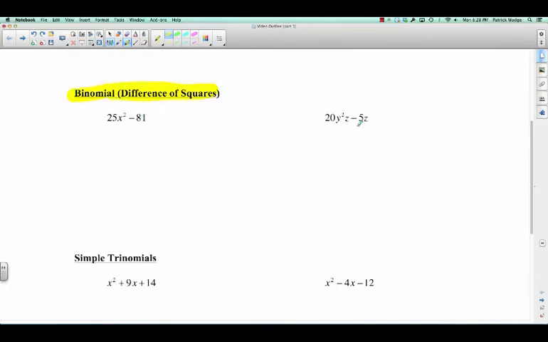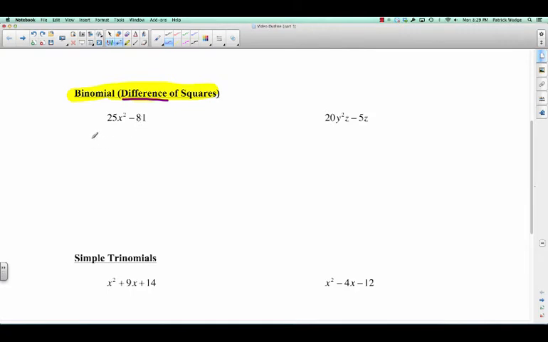These are binomials. There's only 2 terms in each one of them. And when it's a binomial, the first thing you always want to do is try to take out a greatest common factor. Can you take out a greatest common factor here? 25 and 81. No, the greatest common factor is just 1, so there's nothing you can do. To factor binomials, it needs to be a difference of squares, so it needs to be a takeaway sign. If it was plus here, you could not factor it as a difference of squares. It has to be a takeaway sign.